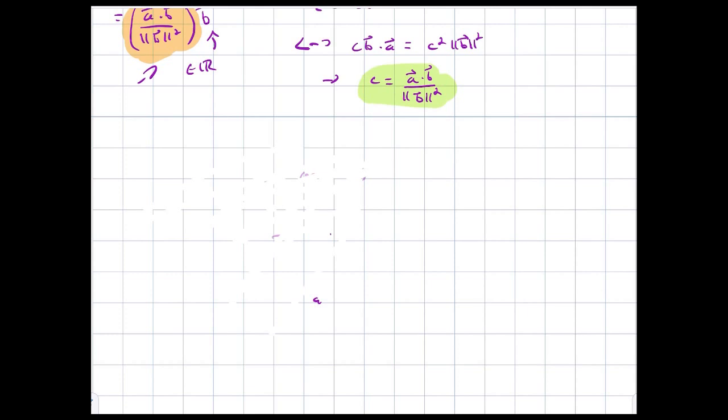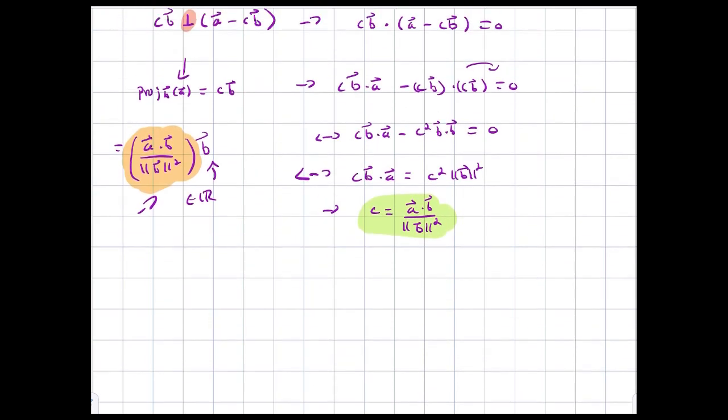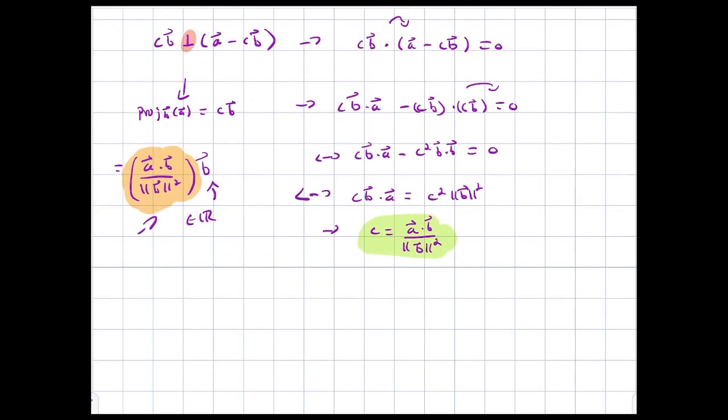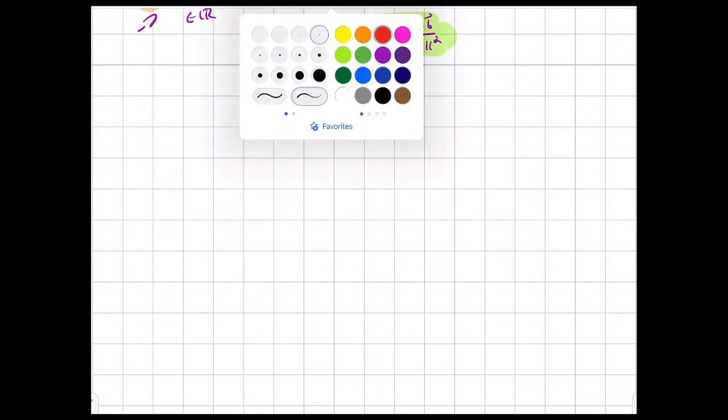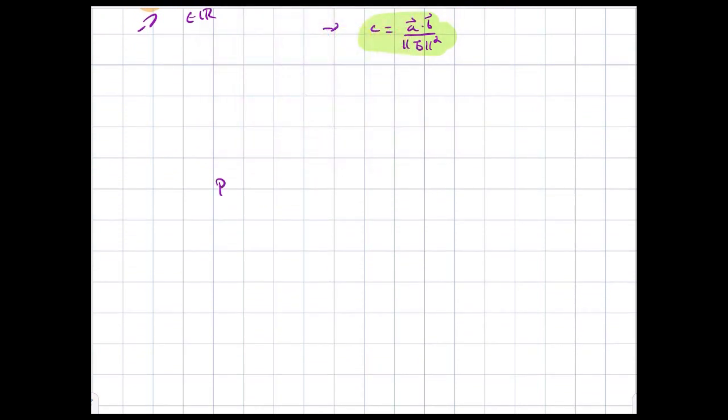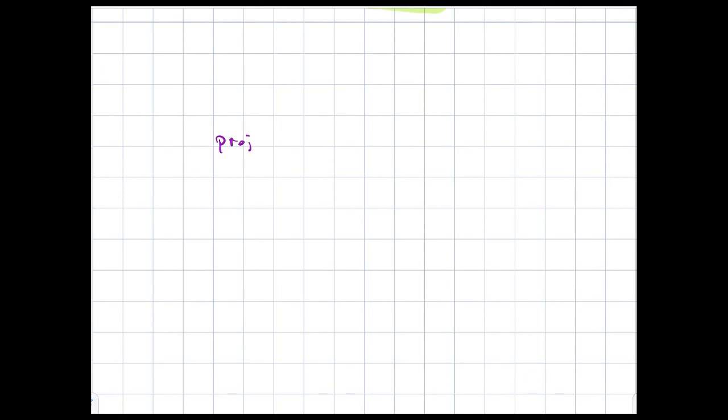Okay, so that's it. I think this is a good place to end, because we've derived our formula, and let me just, in all its glory, put it down here once and for all. The projection onto B of A is A dot B over the magnitude of B squared times B.